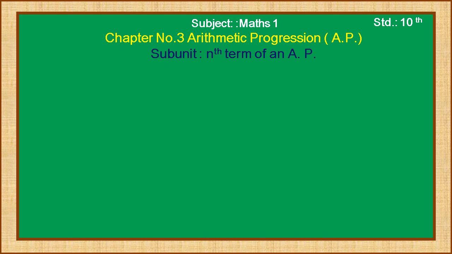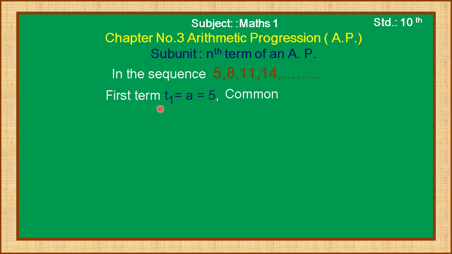Students, subunit nth term of an AP. Let us consider one sequence. In the sequence, the terms are 5, 8, 11, 14 and so on. In this sequence, the first term T1 is equal to A is equal to 5 and the common difference D is equal to 3, because 8 minus 5, 11 minus 8, and 14 minus 11 are all 3. So the common difference of this sequence is constant, D is equal to 3.